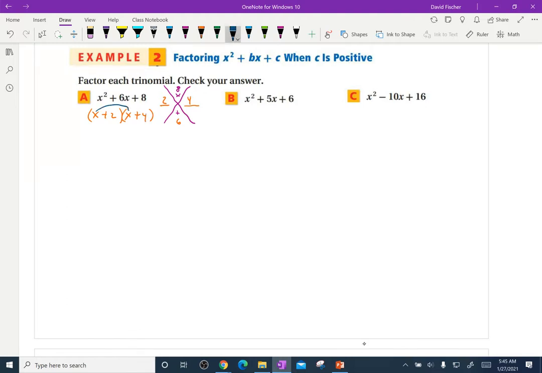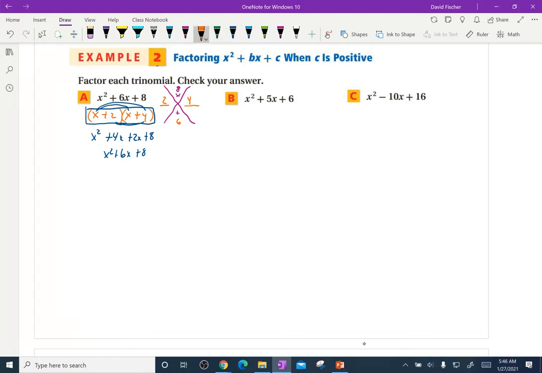Now, let's practice FOIL. X squared plus 4x plus 2x plus 8. And look, my middle term becomes a 6x. And that's what I needed. So my answer is right here. Now it takes a couple times to practice.